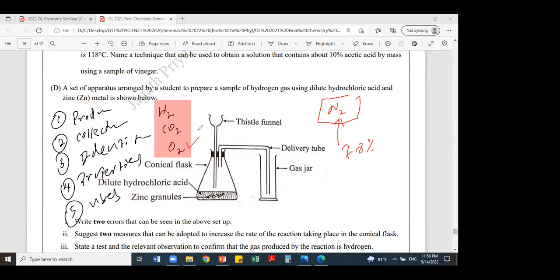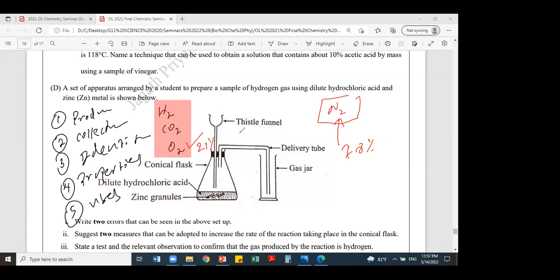Oxygen also we can produce using the same method. In Grade 10 we use MnO2, potassium permanganate, hydrogen peroxide, potassium chloride, potassium nitrate for oxygen production. But oxygen can be produced on a large scale by fractional distillation, because there is 21% oxygen by volume in the atmosphere.